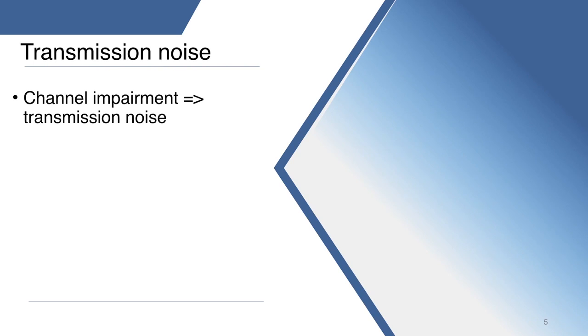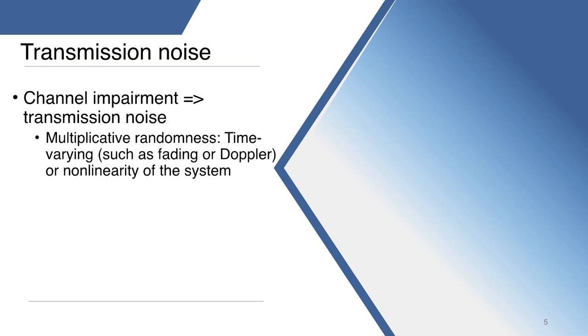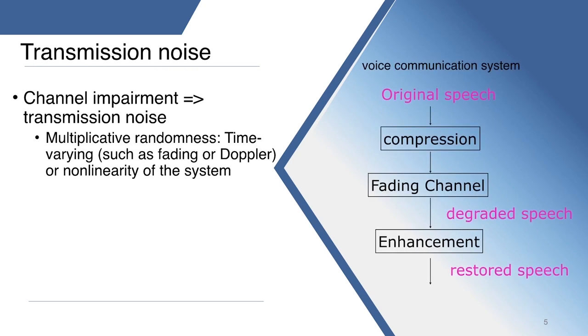For voice communication system, the original speech is compressed and sent to the transmission channel. The channel impairment leads to transmission noise, which needs to be eliminated from the degraded speech at the receiver. In general communication, additive randomness is regarded as the background noise of the system, and multiplicative randomness is regarded as the time varying, such as fading or Doppler or nonlinearity of the system.